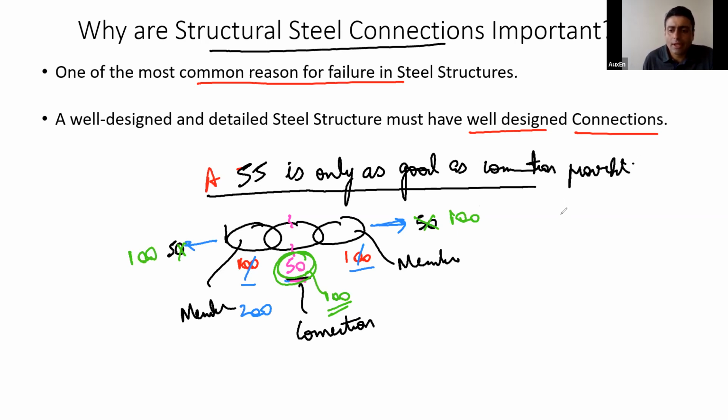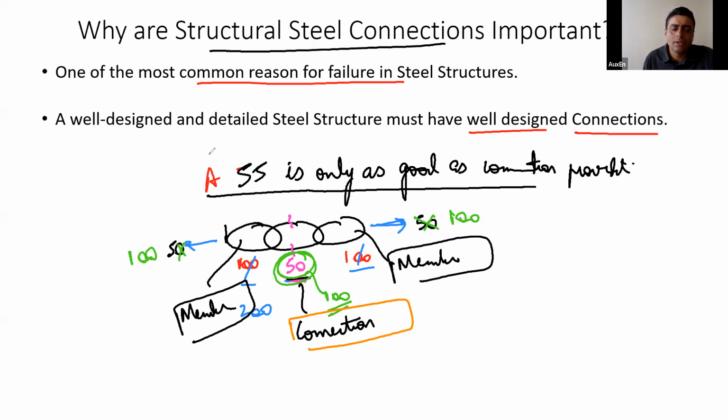Most of the time we are able to design the members quite well, but connection design we miss out, and we end up providing improperly designed connections that affect the overall stability, strength, and stiffness of your steel structure. So it's very important that a well-designed and well-detailed steel structure must have a well-designed connection.